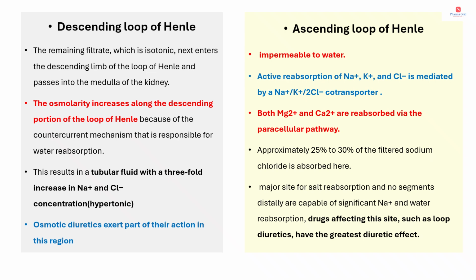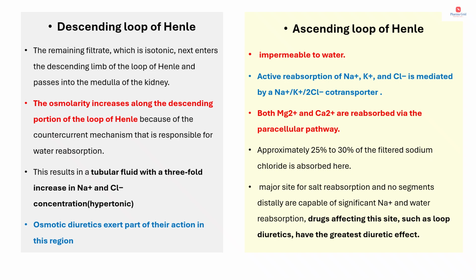Also, both magnesium and calcium are reabsorbed via the paracellular pathway. What do we mean by paracellular pathway? It refers to the movement of molecules between the cells, in the spaces between the epithelial cells rather than directly through the cells themselves. So magnesium and calcium are reabsorbed via the paracellular pathway, that means in between the cells.